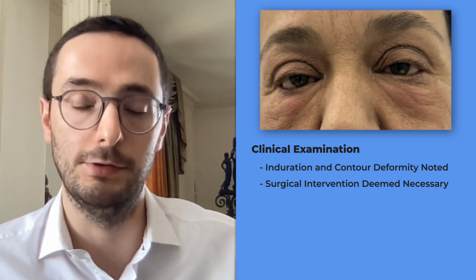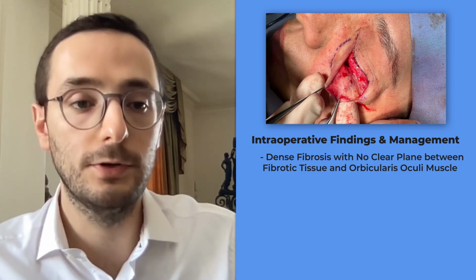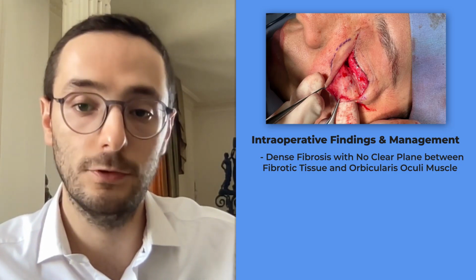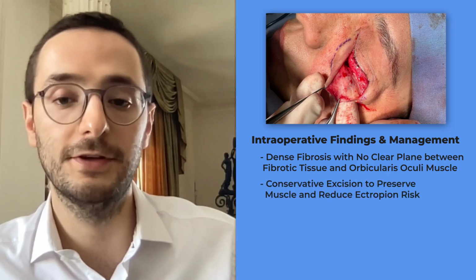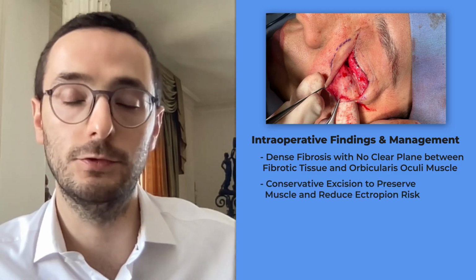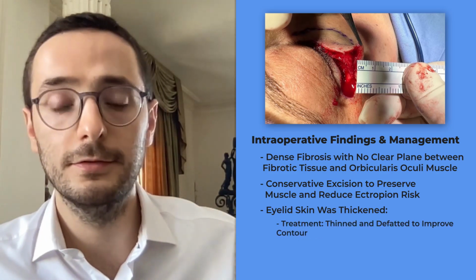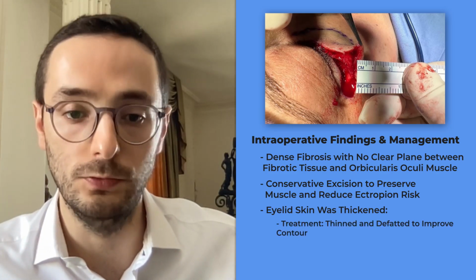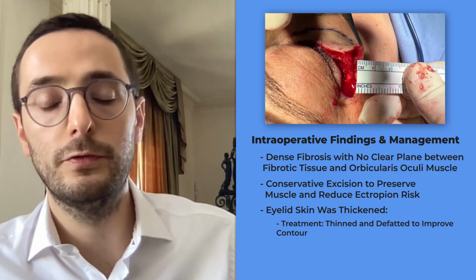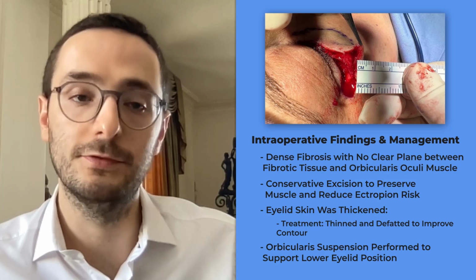tissue was necessary. Intraoperatively, we found dense fibrosis with no clear separation between the orbicularis oculi muscle and the fibrotic tissue, so we performed a conservative excision to preserve the muscle and reduce the risk of ectropion. The eyelid skin was also thickened, so we thinned it and defatted it to restore a more natural contour. And finally, we performed an orbicularis suspension to maintain the lower eyelid position.